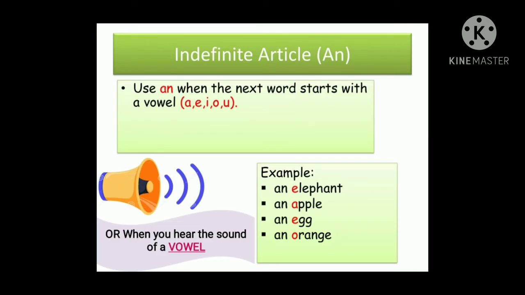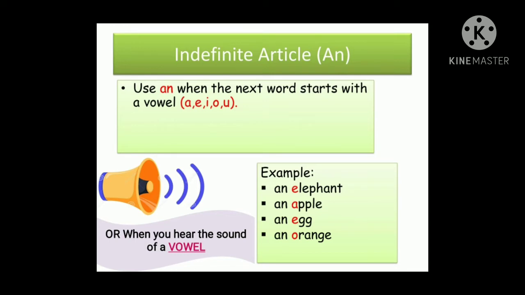Let us now begin with an. An is also an indefinite article. Use an when the next word starts with a vowel. That is, whenever a word starts with A, E, I, O, U, we always use an in front of them. Let us see some examples: an elephant, an apple, an egg, an orange.